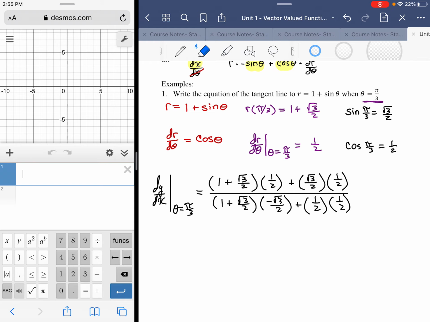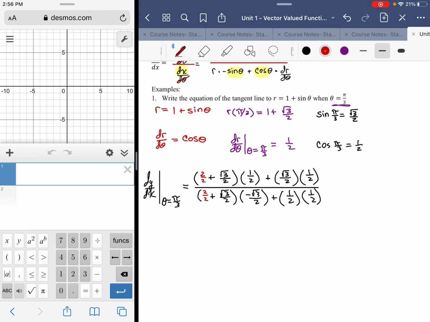What I can do, or one thing I can do, is replace my 1's with 2 over 2's. So I have a nice common denominator across the board. So then I can just wipe out those common denominators. I'll clean it up a little bit first because I don't like to skip too many steps. So we're looking at 2 plus radical 3 over 2 plus radical 3 over 2 over... The second one's a little bit more complicated, but it's not too bad. Negative 2 radical 3 minus 3 over 2.